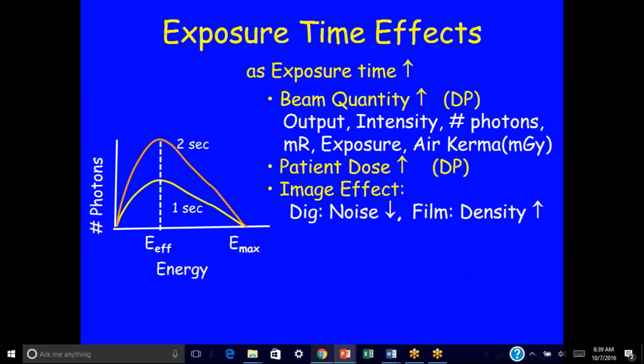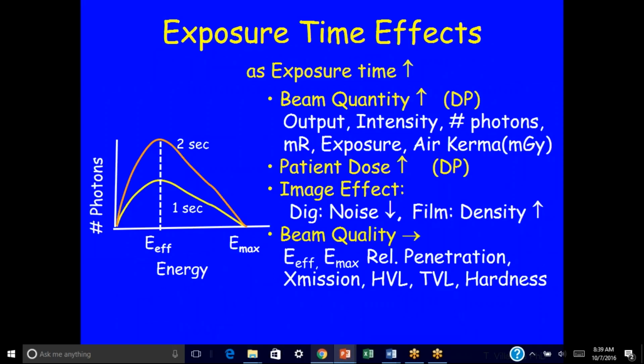Okay. Well, let's continue our list of features. I've just discussed the image effect, noise. Let's move on, and we'll be talking much more about noise later on. Let's go to another feature which we call the beam quality. I'm not referring to image quality. Beam quality is referring to the relative penetration of the beam. How well does the beam penetrate the patient? Well, the penetration of a beam depends on the energy of the photons. So this is going to depend on the effective energy, the Emax, the energy distribution.